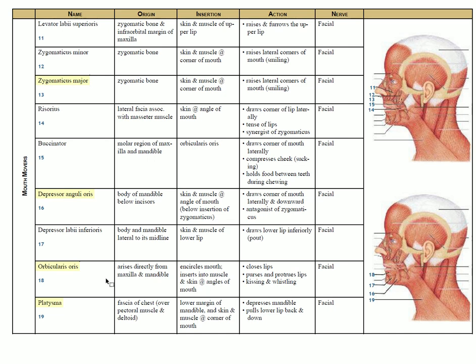We have our orbicularis oris. So that encircles the mouth. That's that circular muscle we were just talking about, the sphincter muscle. So circular muscle around the mouth. Orbicularis oris. Number 18, it just encircles the mouth, as it says.